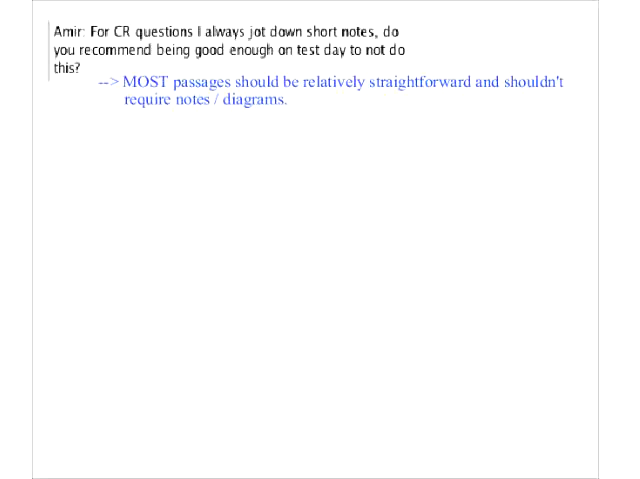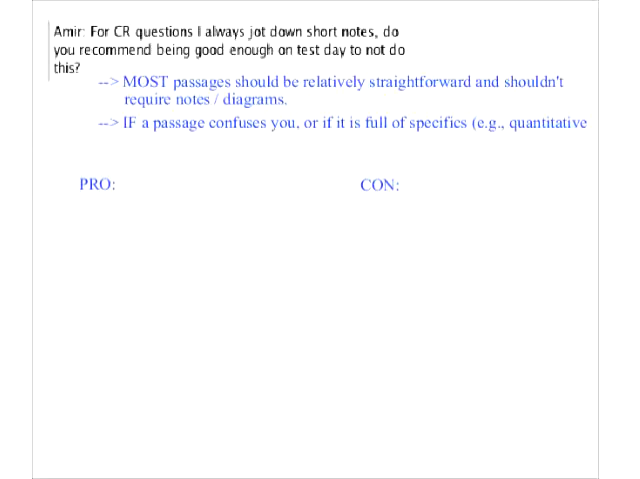Pro of taking notes and con of taking notes. And then I'll give you an overall opinion here. I mean, it's okay to take notes if a passage confuses you, or if it is full of specifics, like quantitative things, which are things that require nuanced attention. Then take notes.